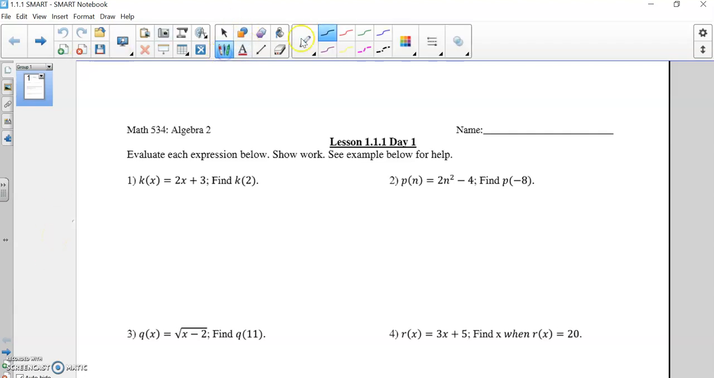Hey guys, so we're going to go ahead and kick off chapter 1 with 111. It's all about functions, inputs and outputs, and also stacking functions, along with evaluating them.